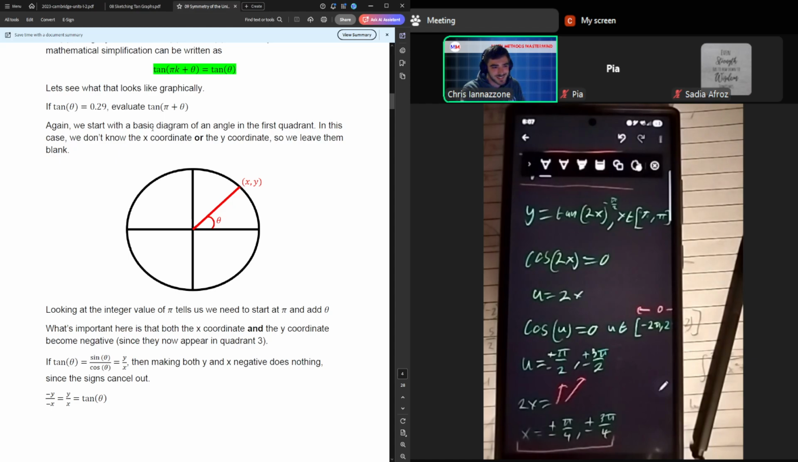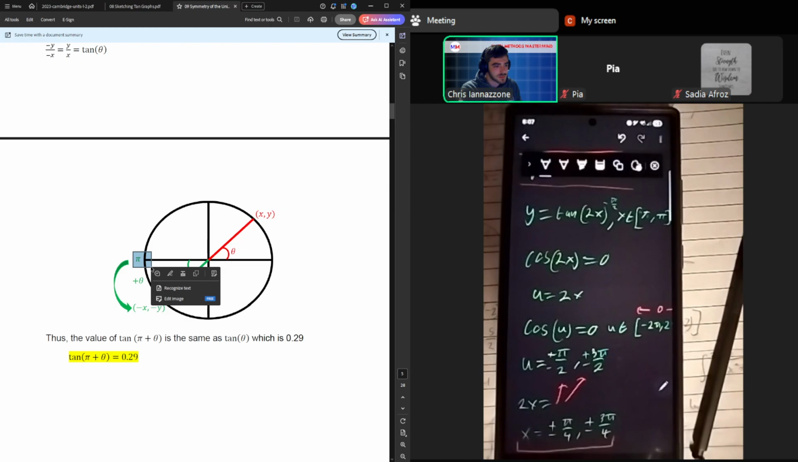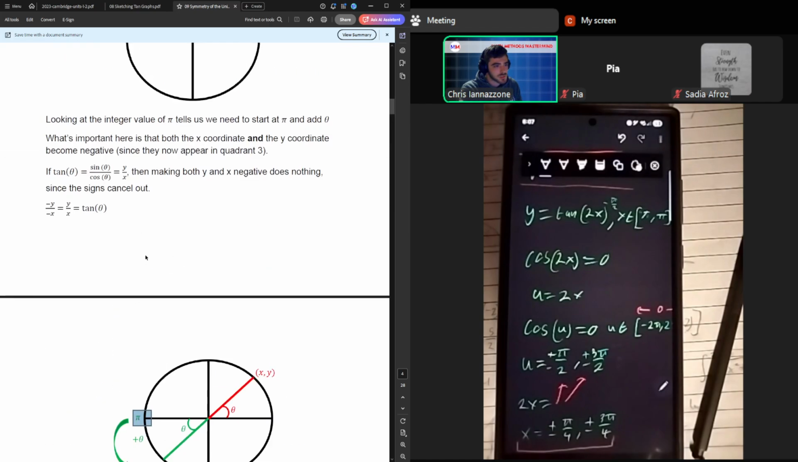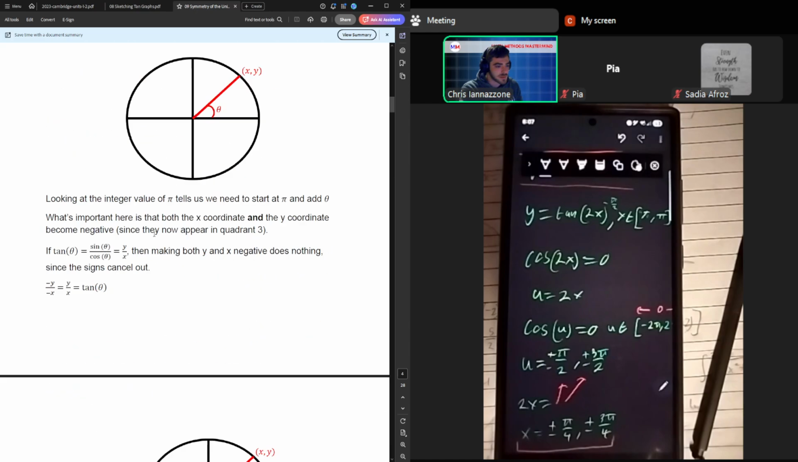It's sort of whatever. So I usually just leave an xy there, and I'll make sure to highlight, hey, that means tan is 0.29, tan is positive up here. So pi plus theta, similar to what we were talking about before, whatever's here is where you start. So in this case, because it's pi, it means we start here. And because it was plus theta, we add theta.